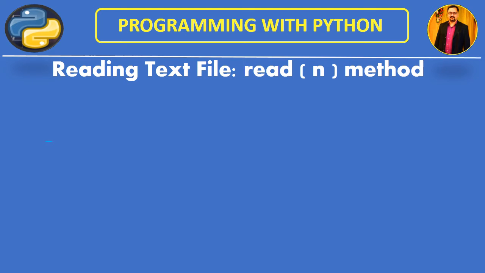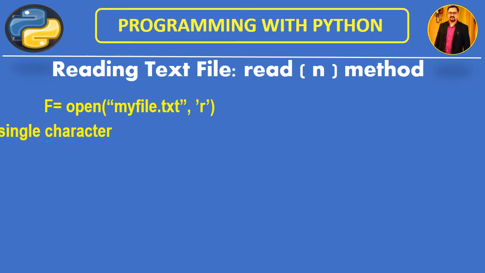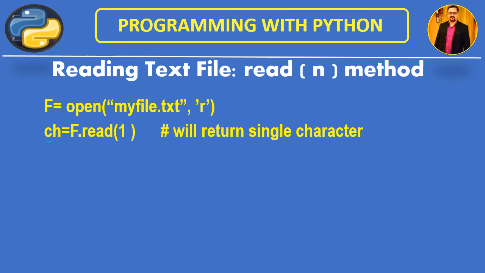Here you can see the another method, reading one character or one byte at a time, or you can also read 2, 3, whatever you want. So again the same file I have opened here, f equals open myfile.txt, r is the reading mode again, and here you can see the ch variable is taking one character, it is reading f.read(1), meaning one character at a time. It will return a single character, and then that character can be displayed here. So this is the way how you can read the file. 4 methods I have discussed with you.